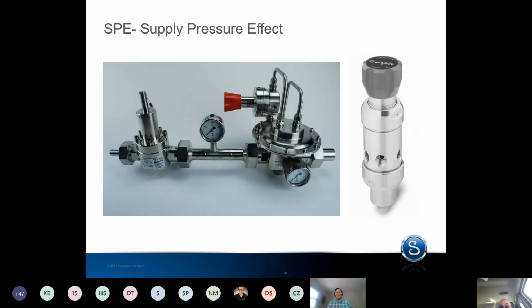So two-stage regulators can be set up in a couple different ways. For larger systems, you might have something on the left here where you have a spring-loaded high-pressure regulator up front, and then a really sensitive dome-loaded regulator second, and you still get that SPE benefit. Or for more compact applications, there are two-stage regulators. They work exactly like what we just talked about in that they have that in-series operation, and they minimize SPE.